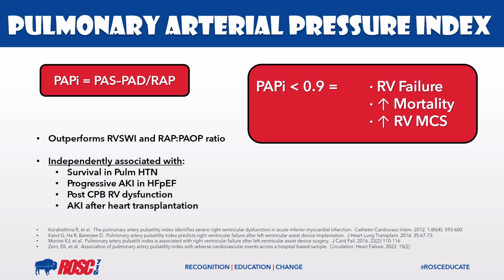It's best studied for identifying the need for RV mechanical circulatory support in acute inferior MIs, as well as end-stage heart failure undergoing LVAD implantation. We know that the PAPi outperforms right ventricular stroke work index and the right atrial pressure PA occlusion ratio. A PAPi index is independently associated with survival in pulmonary hypertension, progressive AKI and heart failure with preserved ejection fraction, post-cardiopulmonary bypass RV dysfunction, and lastly AKI after heart transplantation.